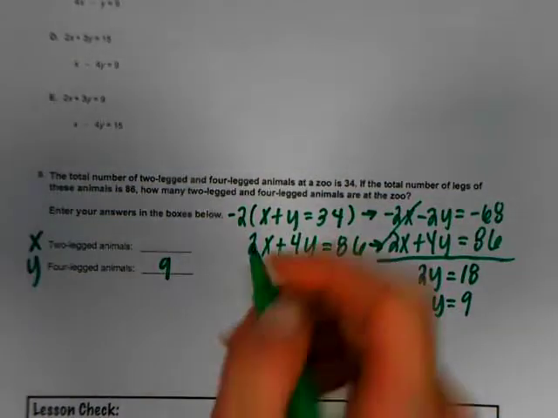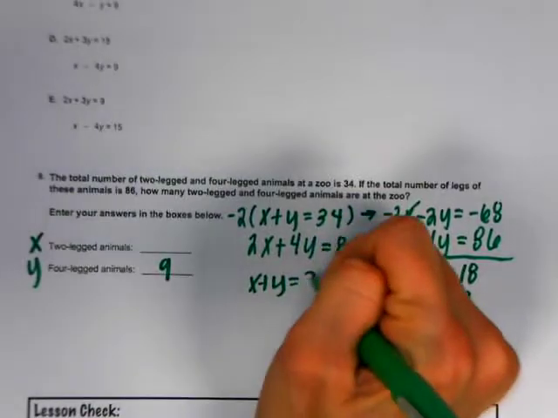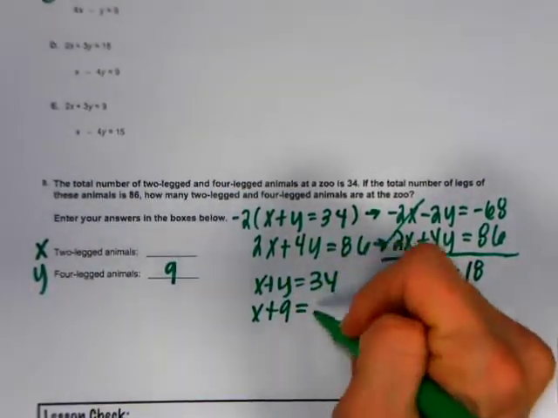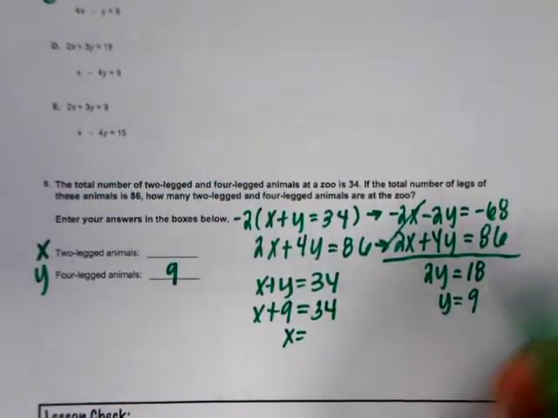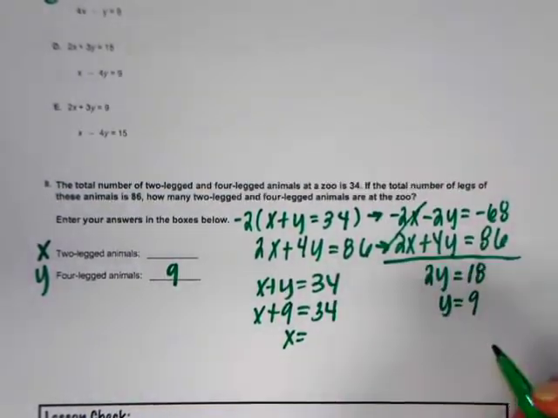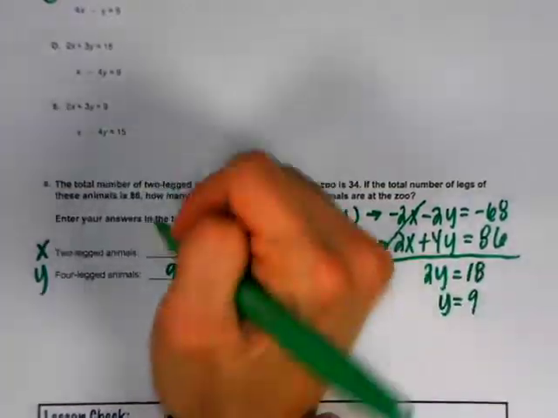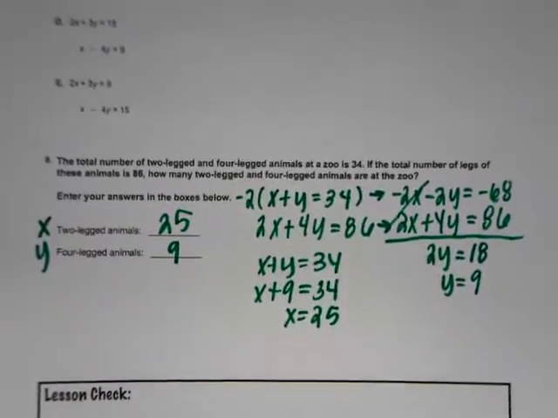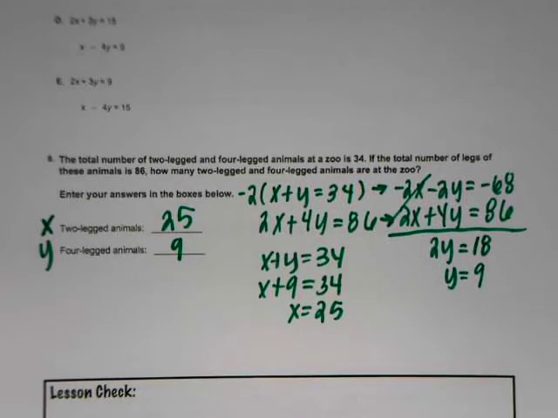And then x plus y equals 34 is the easiest. So x plus 9 equals 34, so what's x equal? 25, yep. So there's 25 2-legged animals. Make sense? Okay, so now I'm going to put your lesson check up.